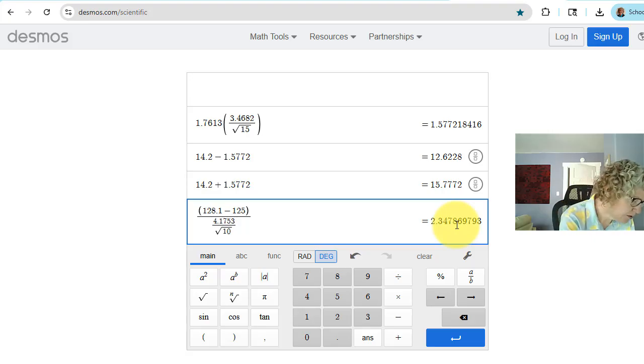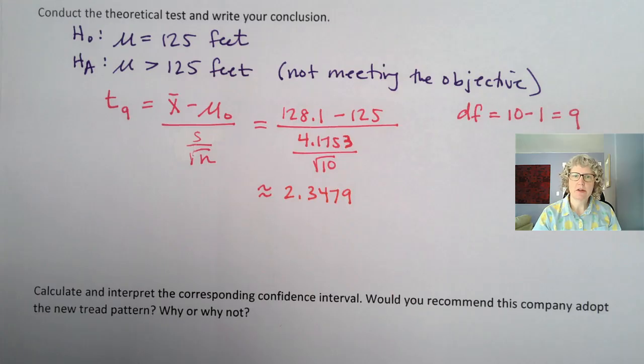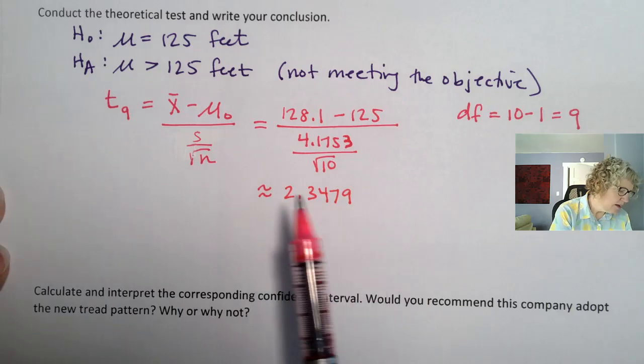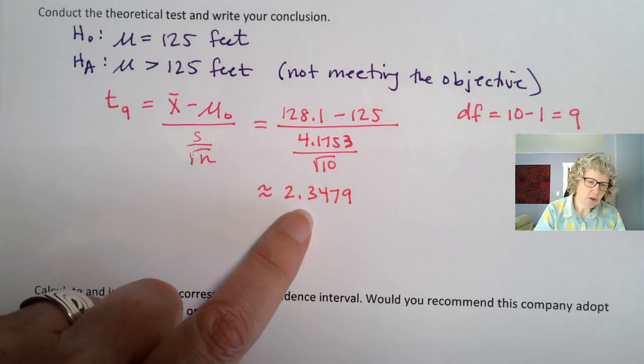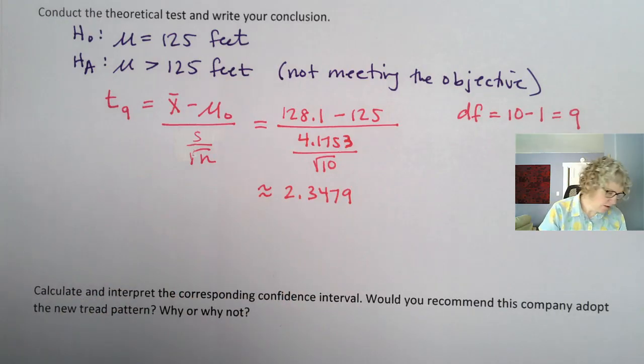I'm going to write it down before I switch back. 2.3479. Okay, I go back to the notes here. So that can be interpreted just like a z-score, right? The number of standard errors away from the null value, 2 or more, you know, getting unusual, and the t is a little different than the z, but we're interpreting it the same way. So this looks like it might be unusual, right? So let's go ahead and find our p-value.